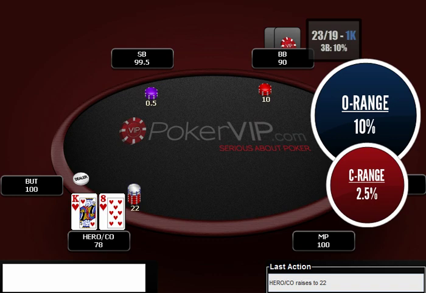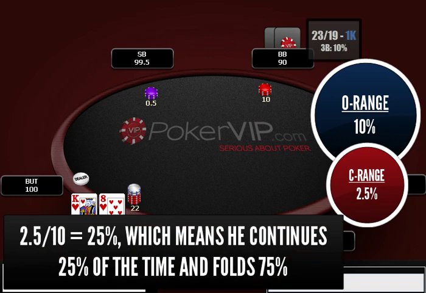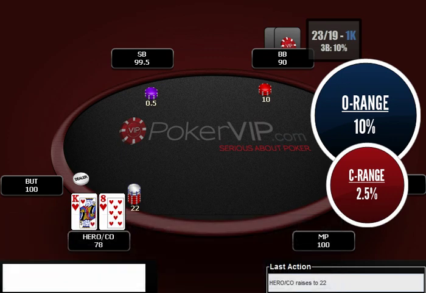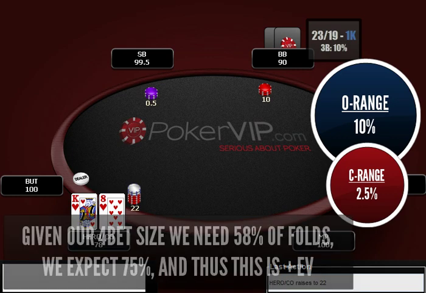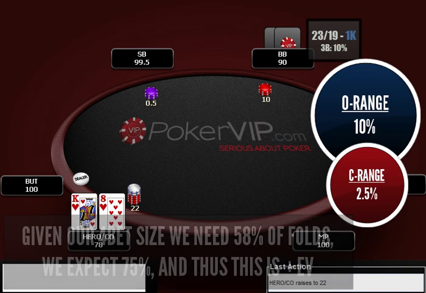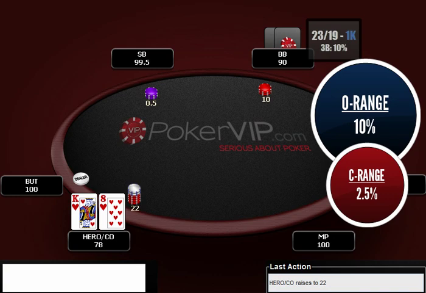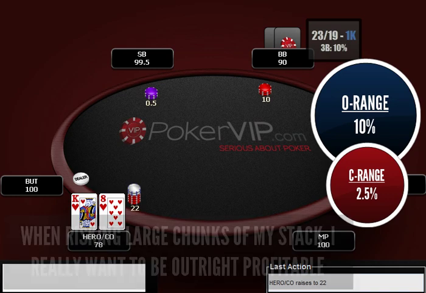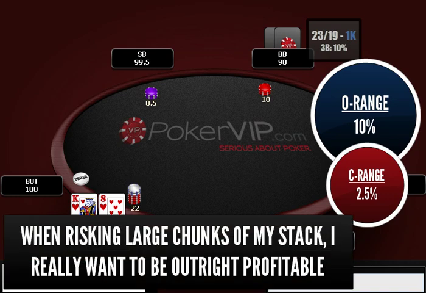From there, it's not too difficult. It's just 2.5 divided by 10, simply because you have a 2.5% C range, you have a 10% O range. We see that that's 25% of the time he's going to continue. Subsequently means he's going to be folding 75% of the time. We need 58% folds to break even. We think we're generating 75%. Obviously, this is a very outright profitable 4-bet. And again, you notice I use that word outright profitable. I expect to generate enough folds right this moment to show profit, and thus I'm happy with that.